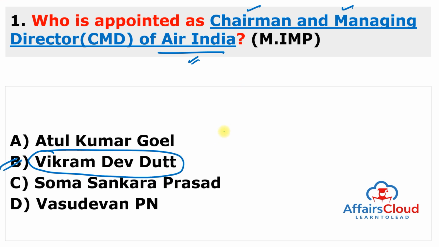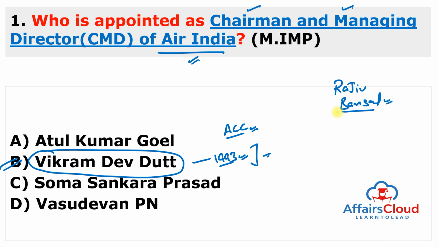The Appointments Committee of the Cabinet, which is chaired by Prime Minister Narendra Modi, has approved the appointment of Vikram Dev Dutt, a 1993 batch IAS officer, as the chairman and managing director of Air India. You can also remember that Vikram Dev Dutt will succeed Rajiv Bansal. Earlier, this position was with Rajiv Bansal, who was the secretary under the Ministry of Civil Aviation and was holding the additional charge of Air India chairman and managing director. Now Vikram Dev Dutt has replaced Rajiv Bansal.